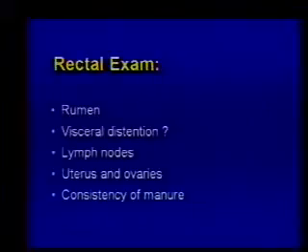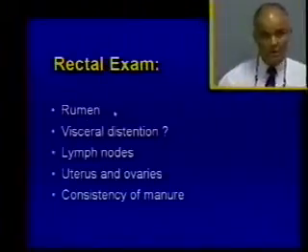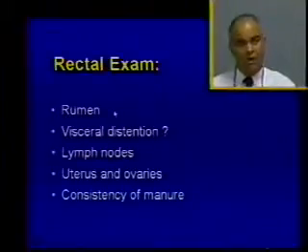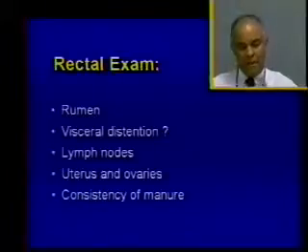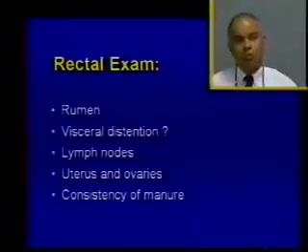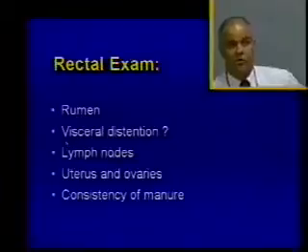The rectal exam, which is the final component of the physical exam, we want to examine the rumen to determine if it's gas distended or not, or if it contains normal feed. Is there any visceral distension? Can we palpate an enlarged large bowel, the cecum, or sometimes even the abomasum if there's a right torsion of the abomasum? So we want to make sure that there are no gas distended bowels on the rectal exam. The lymph nodes, particularly the internal iliac.